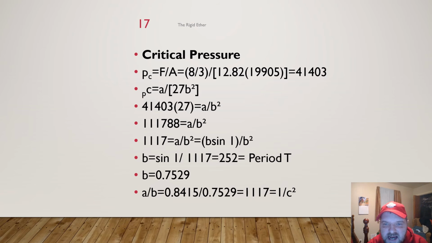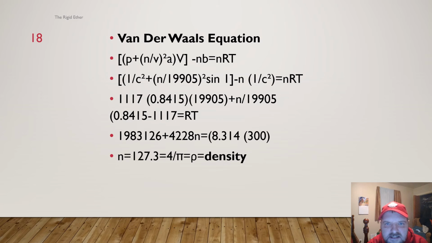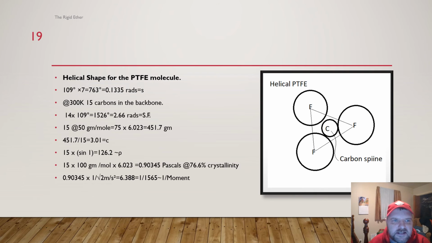As I said, all these basic facts of physics can be applied at the most macro scale. There's van der Waals equation showing the density is 4/pi. And here is the helical shape for the polytetrafluoroethylene molecule. So we use some of the values we calculated in the previous slides. And space is equal to 4/3 there, which is 1.333. And the 15 carbons in the backbone, you end up with the superforce. And end up with the density there, 126.2, which is approximately equal to the density. The crystallinity is 76.6%, and the moment is 1565.